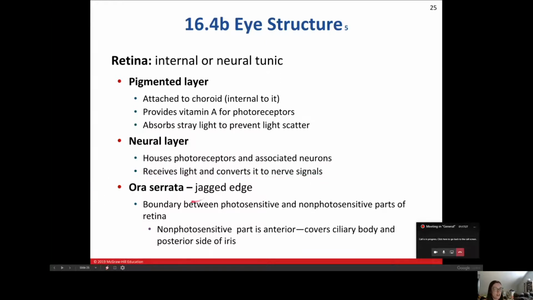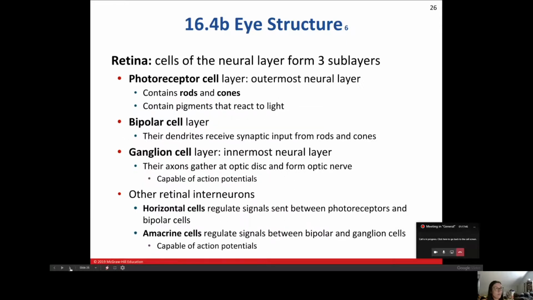The ora serrata is the jagged edge between the photosensitive part in the back and the non-photosensitive part in the front of the retina, right? The front of the eye doesn't really need to see things, just the back, because the front of the eye doesn't get light. The non-photosensitive part is anterior, and it covers the ciliary body and the posterior side of the iris.